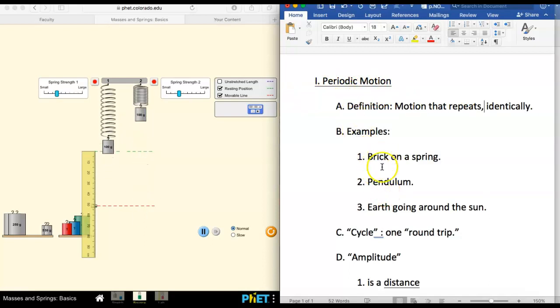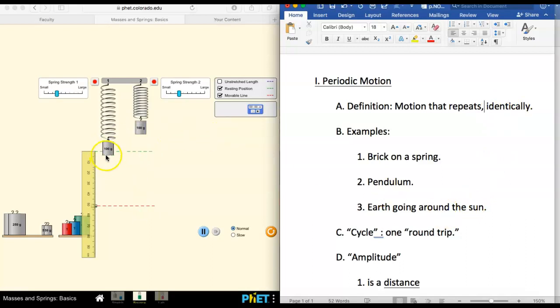Here are three examples, the two you're seeing in the lab, and also circular motion is periodic. For instance, the Earth going around the sun. Now, things in real life don't repeat perfectly identically. So identically means close to identical, not exactly the same.